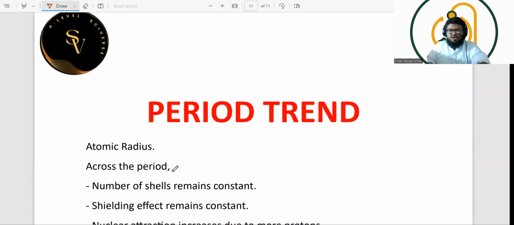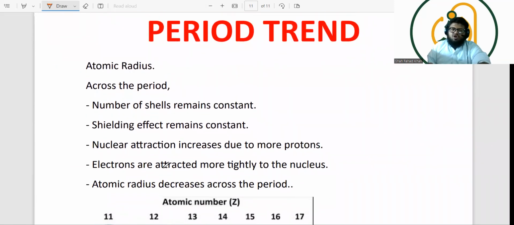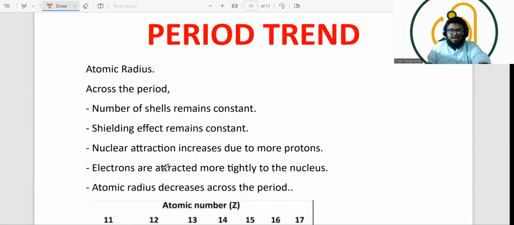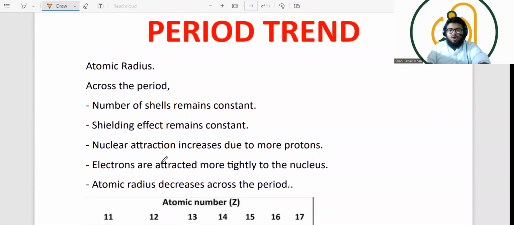Let's move on to the period trend. Now, across the period, there is just a very unusual trend that is observed, and that is decrease in the size of the atoms. And let's just look at it and let's see what are the reasons. And the reasons that I've listed down over here are for 3 marks. Remember that, and they have been tested multiple times, so you make sure you learn them properly.